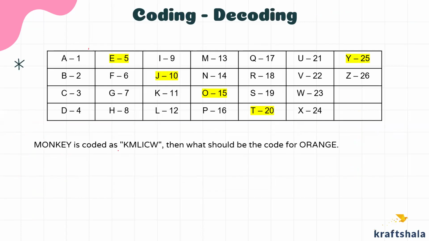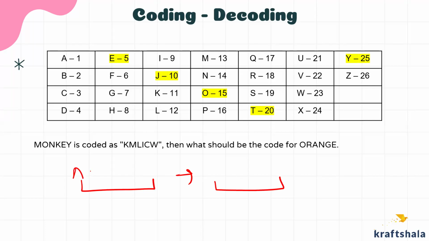So the question says monkey is coded as this. Then what should be the code for orange? So now observe. M is written as K. O is written as M. So first of all, let's discuss the various patterns that can happen. So one word will be written here and one word will be written as code.